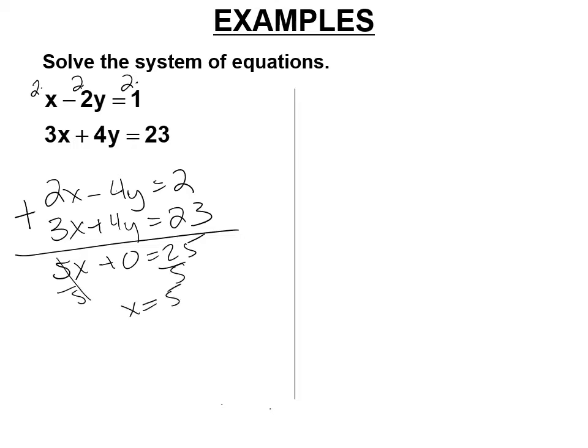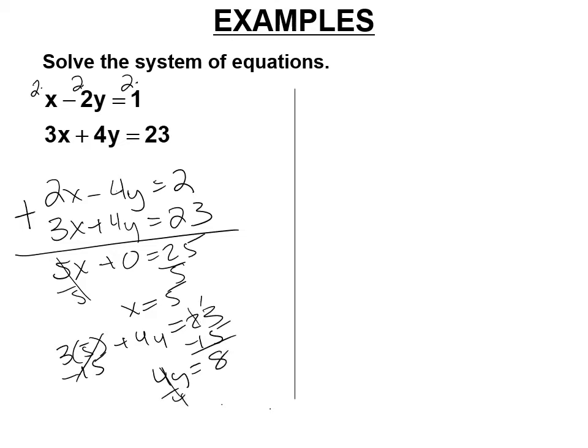x equals 5. We can put that, I'm going to put it in the bottom. 3 times 5 plus 4y equals 23. Well, 3 times 5 is 15, so we're subtracting 15 from both sides. 4y, 23 minus 15, I believe, is 8. Divide by 4, and y equals 2. So they intersected at 5, 2.